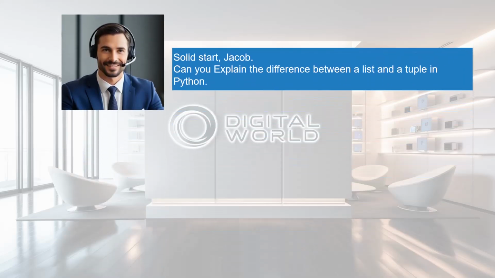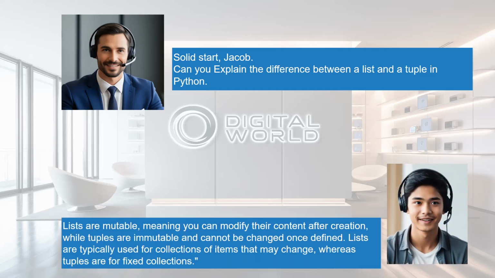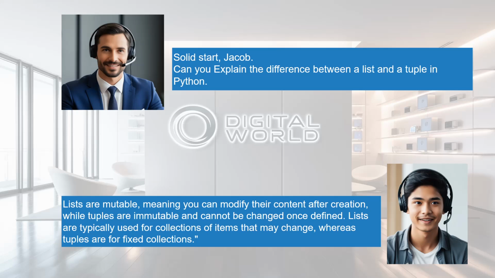Solid start, Jacob. Can you explain the difference between a list and a tuple in Python? Lists are mutable, meaning you can modify their content after creation, while tuples are immutable and cannot be changed once defined. Lists are typically used for collections of items that may change, whereas tuples are for fixed collections.